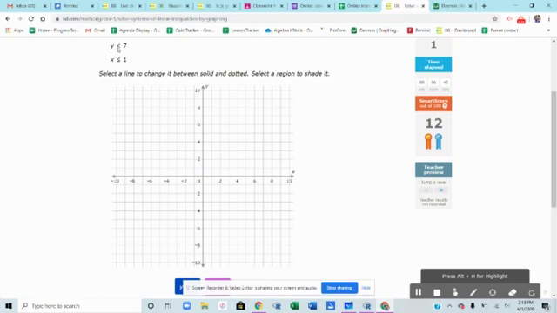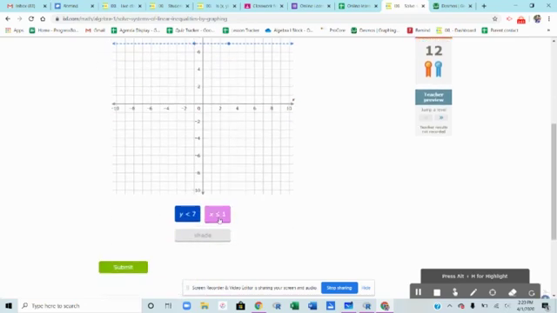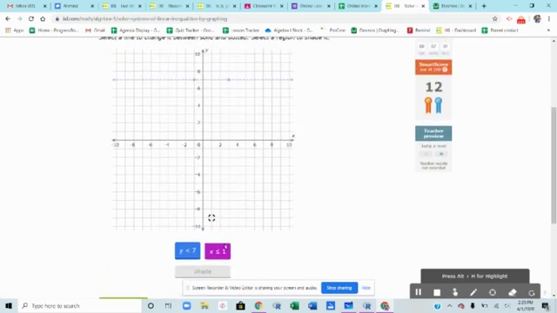Next one, y is less than 7. So y is a sideways line. We're going to go to 7, go sideways. There's not a line underneath, so you need to pay attention. It should be dotted. And then you click on your other button.